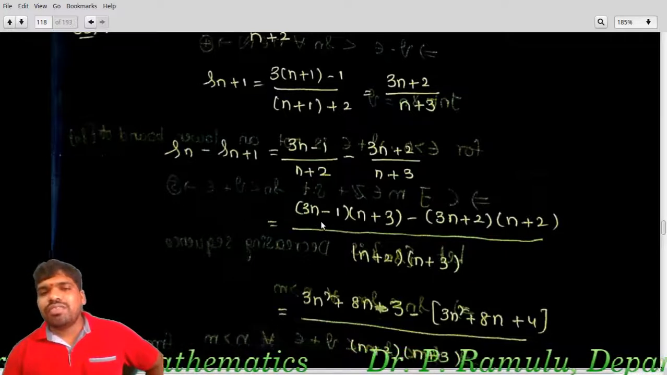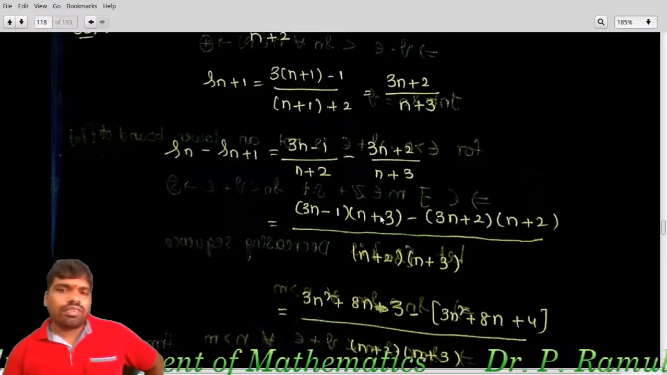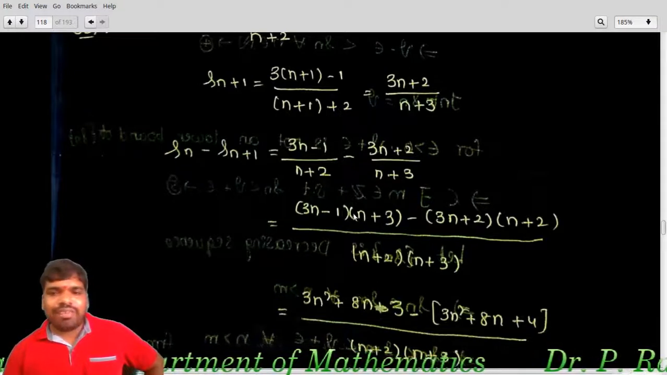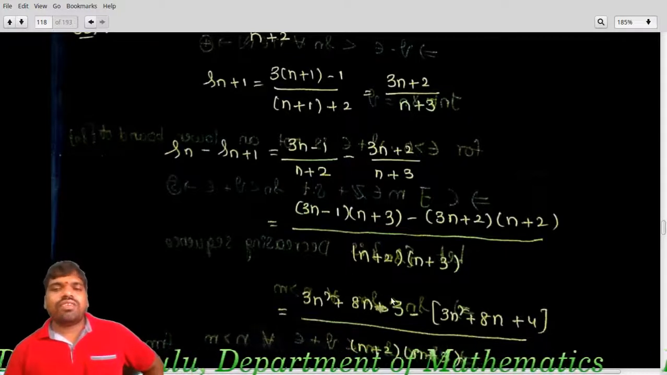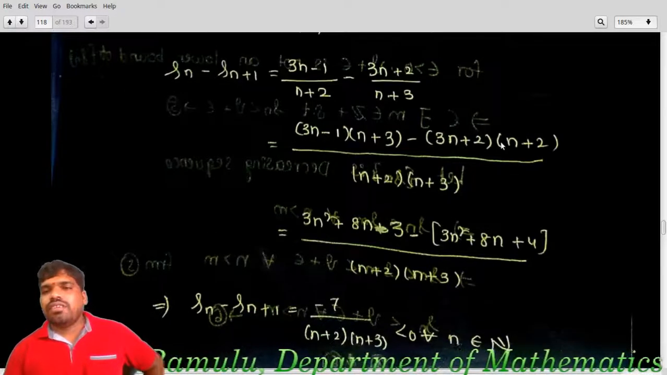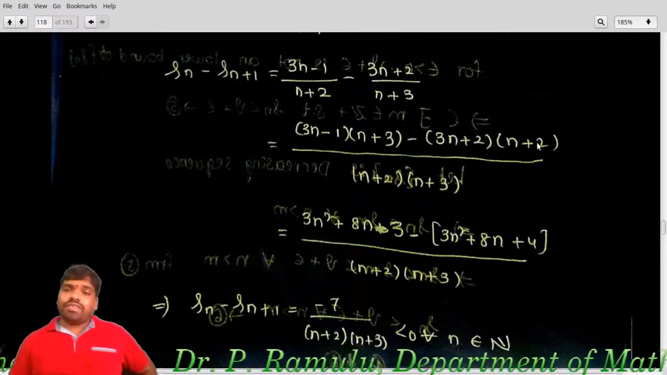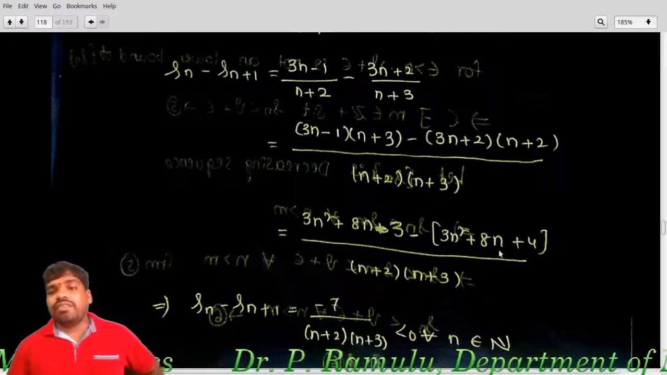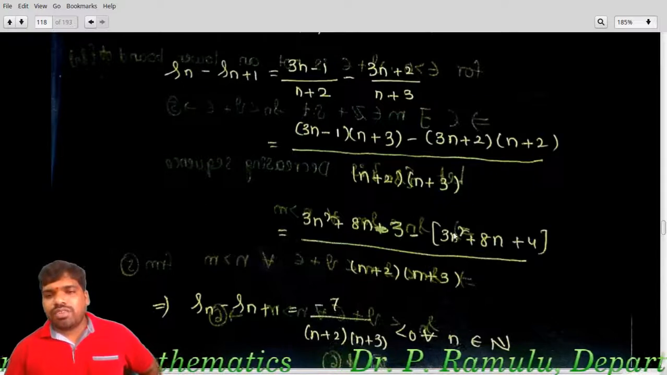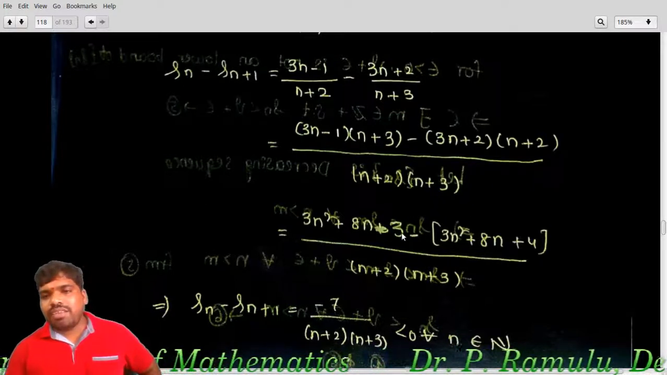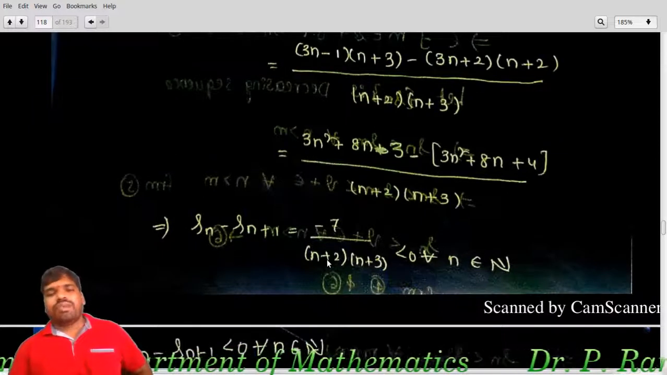If I simplify this, 3 into n gives 3n square, 3 into 3 equals 9n, minus n gives plus 8n, and 1 into 3 gives minus 3: 3n square plus 8n minus 3. Then 3n into n gives 3n square, 3n into 2 gives 6n plus 2n is 8n, and 2 into 2 gives plus 4. So 3n square cancels, 8n cancels. Minus 3 minus 4 equals minus 7. Sn minus Sn plus 1 is minus 7 by (n plus 2)(n plus 3).